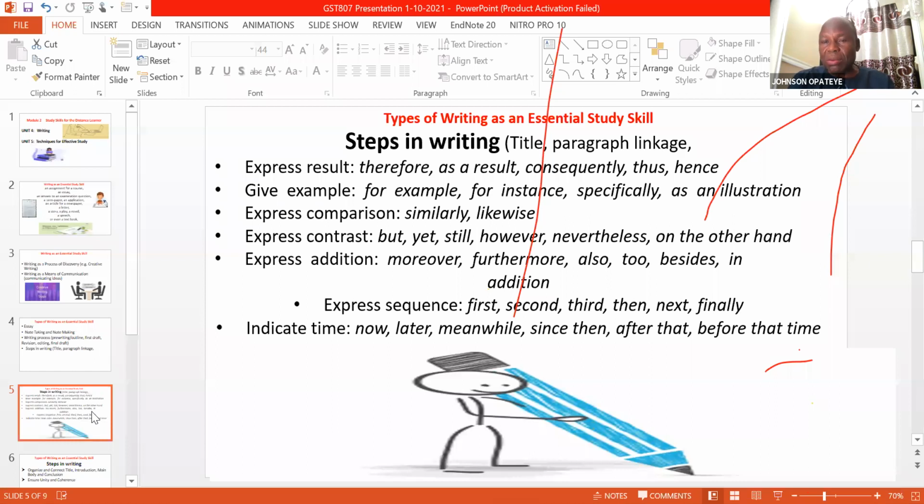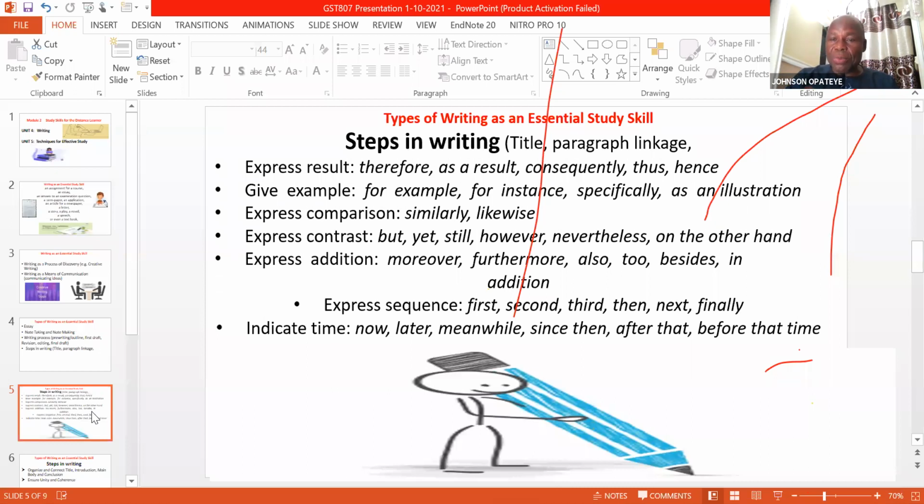Then you can also express paragraph linkage by expressing comparison. By the time you are presenting an idea, the next idea you want to present either negates the first idea or is similar to it. You can say likewise, you can say similarly, or contrariwise. Then the ideas still flow. Then you can also write to contrast. And you can use yet, you can use still, you can use however.